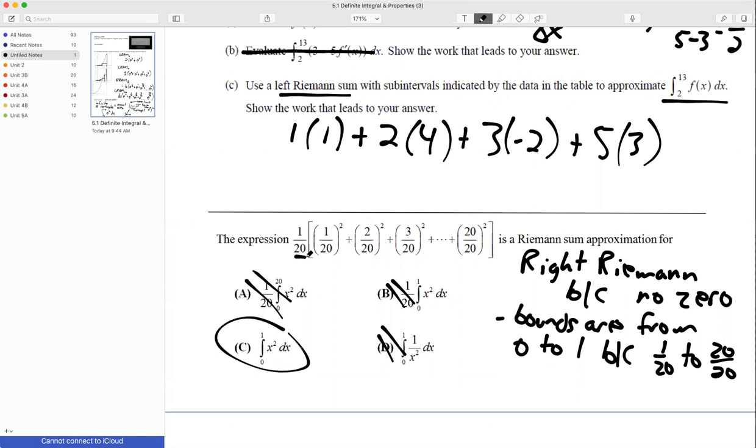Well, we have 7 rules that you must know in regard to integrals. So turn the page.